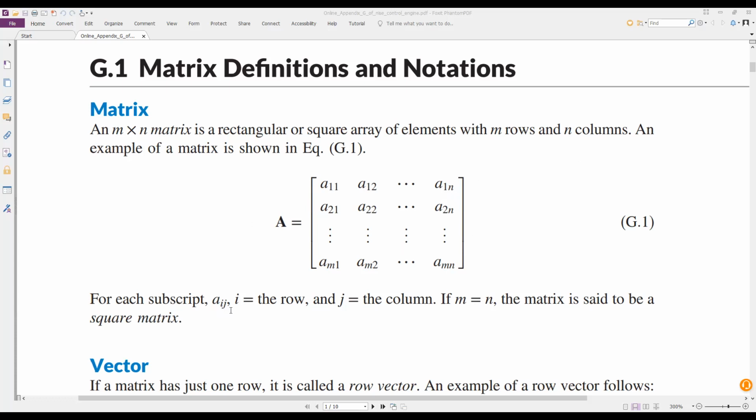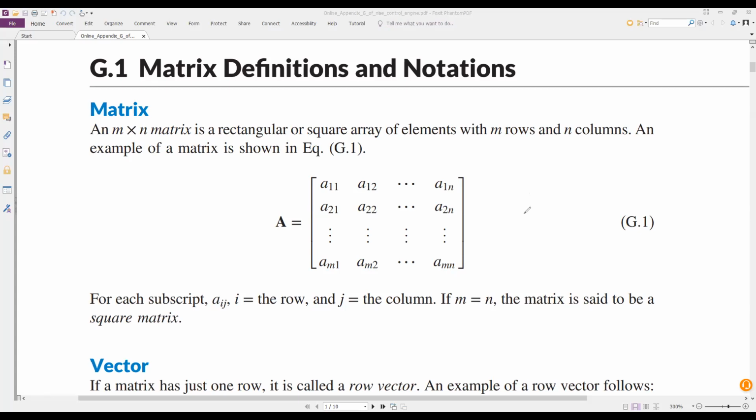For each subscript Aij, i is the row and j is the column. First one is the row, second one is the column. If M equals N, the matrix is said to be a square matrix. If the row and column numbers are the same, then that matrix is called a square matrix.